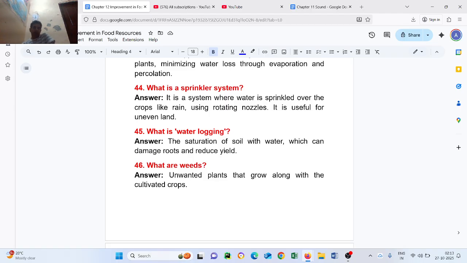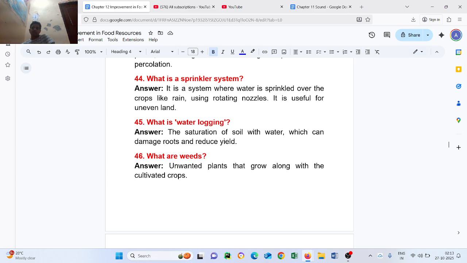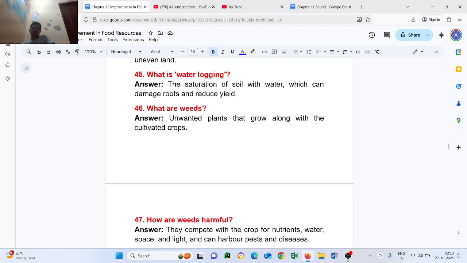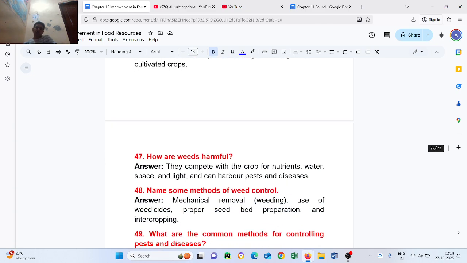Question number 46. What are weeds? Unwanted plants that grow along with the cultivated crops. Question number 47. How are weeds harmful? They compete with the crop for nutrients, water, space, and light, and can harbor pests and diseases. Question number 48. Name some methods of weed control. Mechanical removal, weeding, use of pesticides, proper seeds, bed preparation, and intercropping.